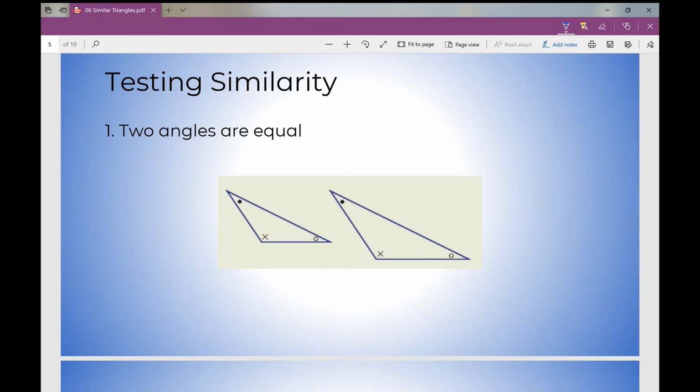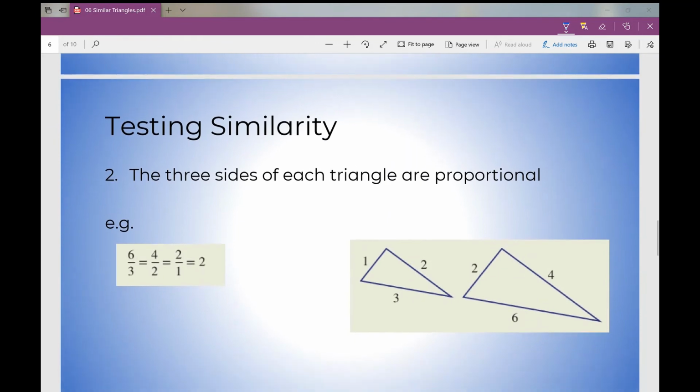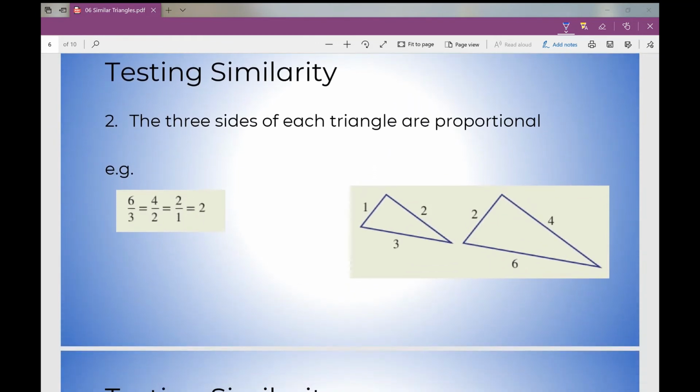So the first one, and the simplest one, is finding a pair of equal angles. You only have to worry about 2 angles, because if 2 angles are equal, that means the third has to be equal as well. So we're only really concerned with finding 2. The next test for similarity is that 3 sides of each triangle are proportional to each other.